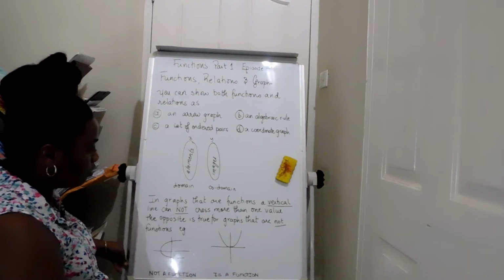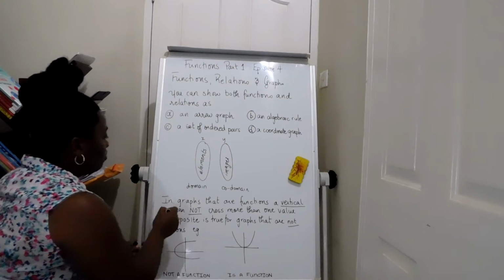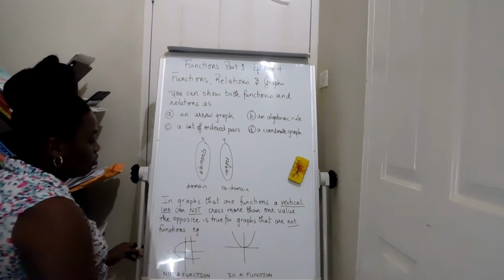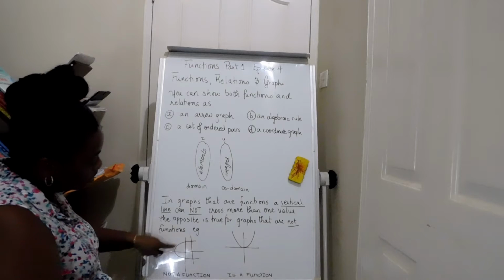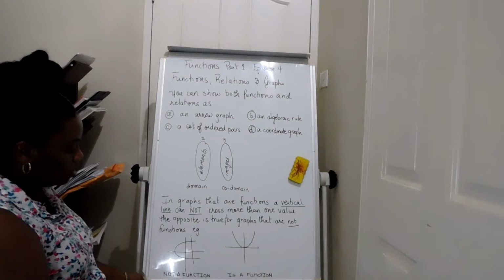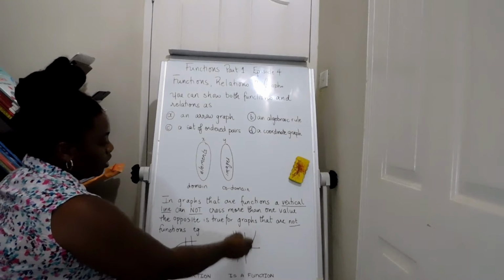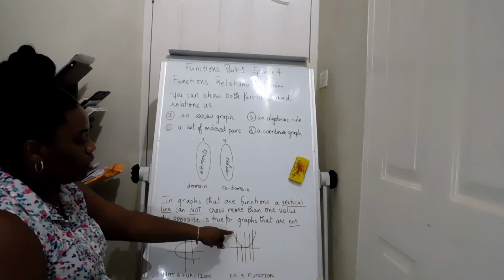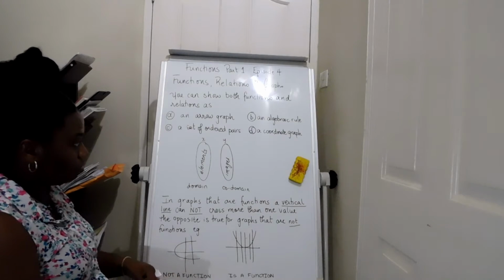For instance, this graph right here, the vertical line test. Vertical meaning up and down. If you draw a straight line through the graph, it passes through the plotted curve twice. Therefore this is not a function. You see right here? This is not a function. However, if I draw a vertical line anywhere along this graph, guess what? It doesn't pass through the plotted line more than once. Therefore this is a function.